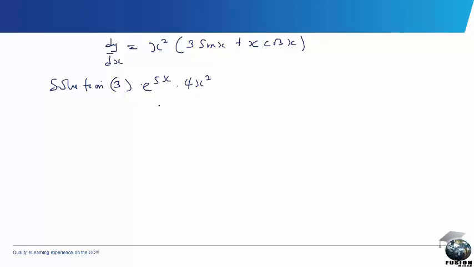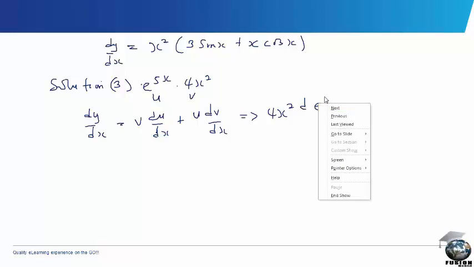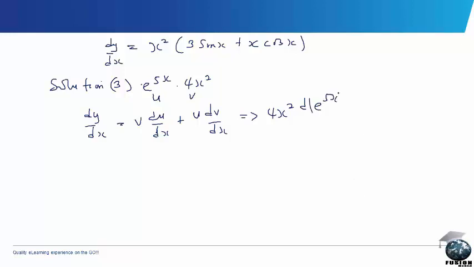And so here we denote this as u, and here we denote this as v, and then we'll carry out the normal dy dx, which is equal to v du dx plus u dv dx, which implies that, keeping v constant, we have 4x squared, and then du dx is differentiating exponential 5x with respect to x, and then plus u, we keep exponential 5x constant, and then we differentiate 4x squared with respect to x.